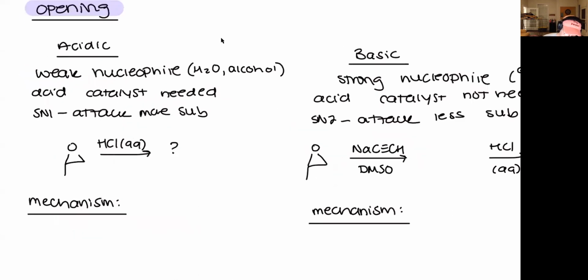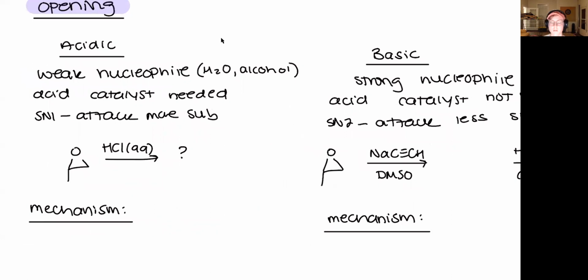So acidic, similar to an SN1 mechanism, we have a weak nucleophile like water or alcohol, and we need an acid catalyst. This is because the nucleophile is not nucleophilic enough. Adding the acid catalyst will make the epoxide ring more electrophilic, and so the nucleophile will attack the epoxide now that it's more electrophilic. Similar to an SN1, we attack the more substituted side of the epoxide.